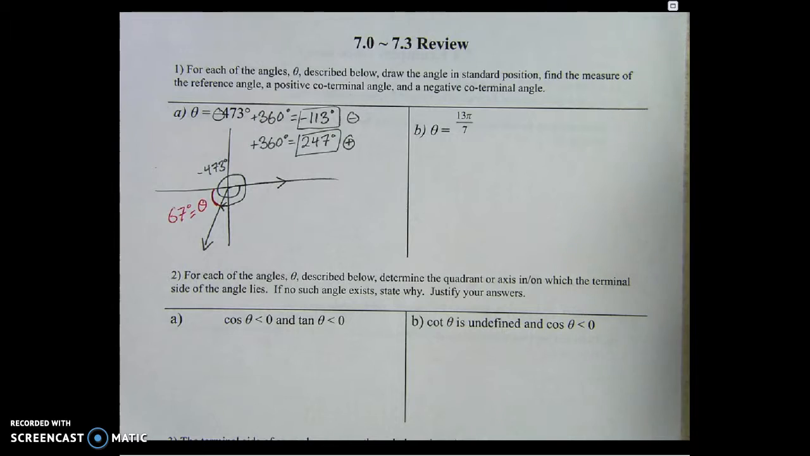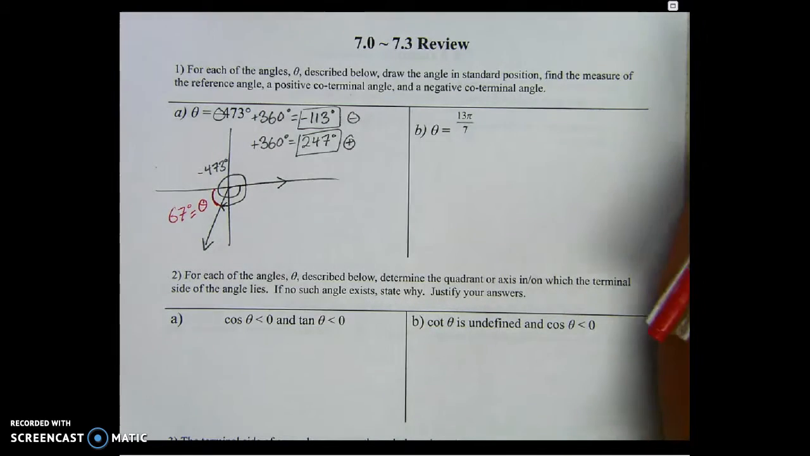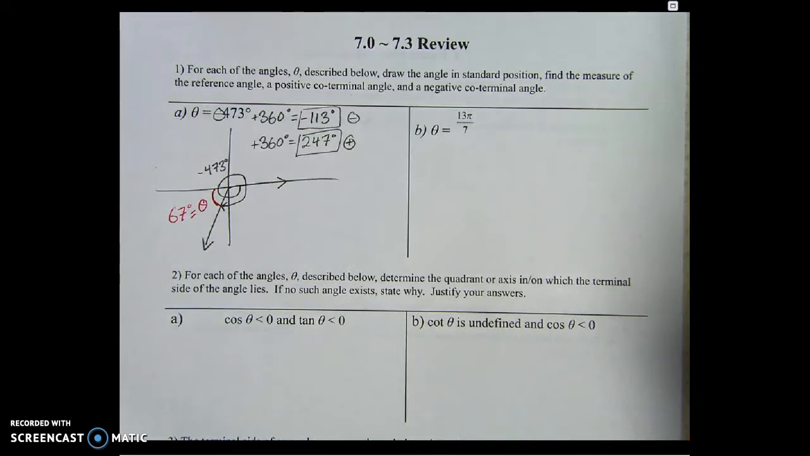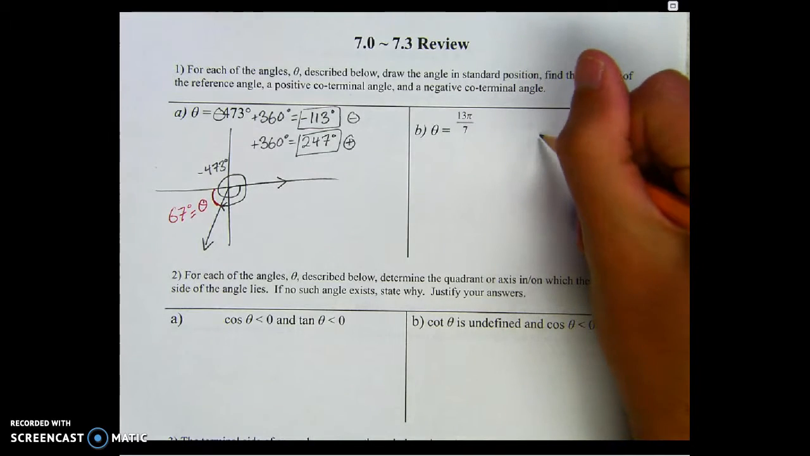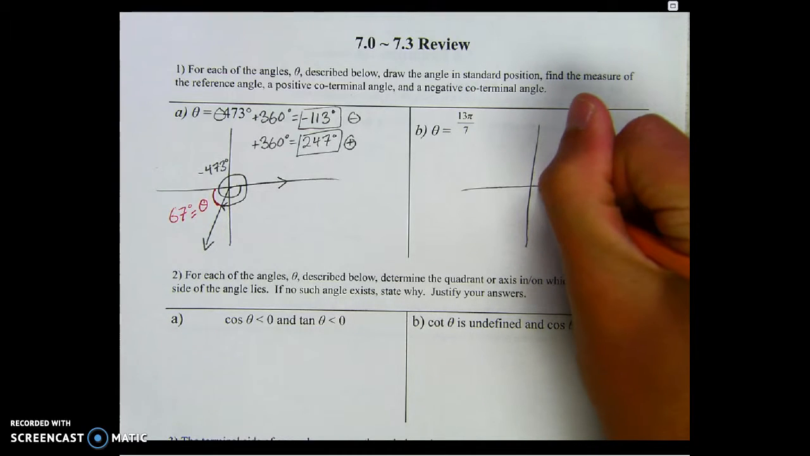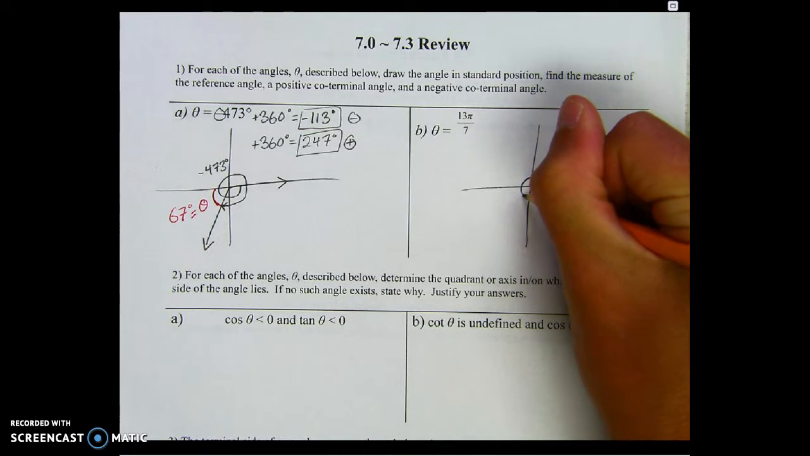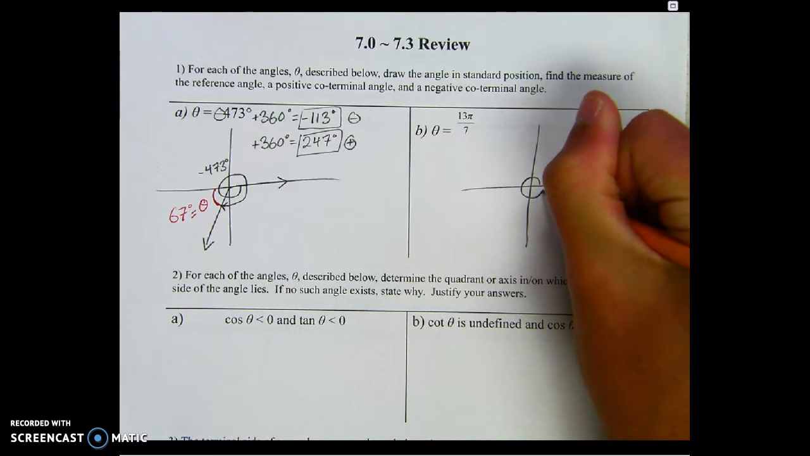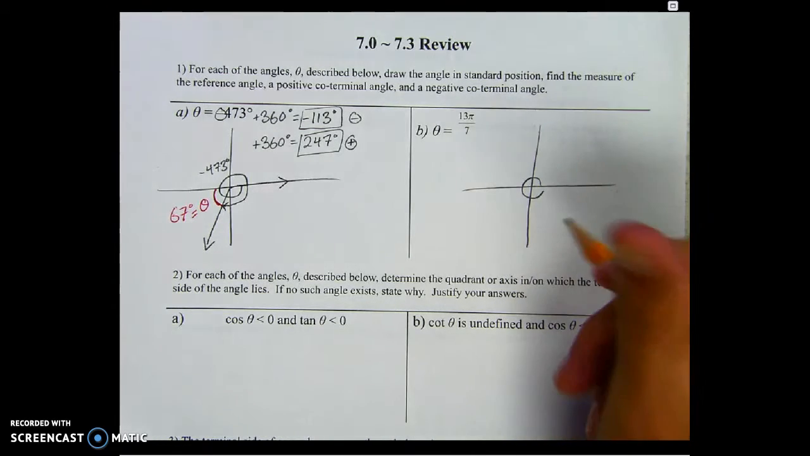13 pi over 7. If you're in my class, you've heard me say a number of times now, we start by figuring out what 13 pi over 7 is really close to, right? Well, to me, I see that that's really close to 2 pi. So right off the bat, I know that my angle, 13 pi over 7, is going to be almost one full revolution, but not quite. In fact, it's just 1/7 of pi short of a full revolution, right?